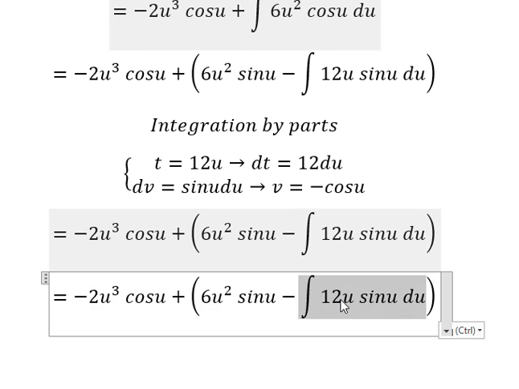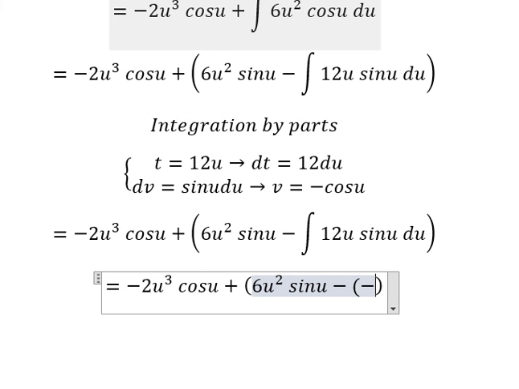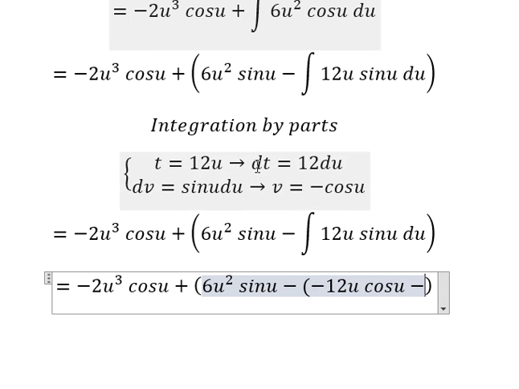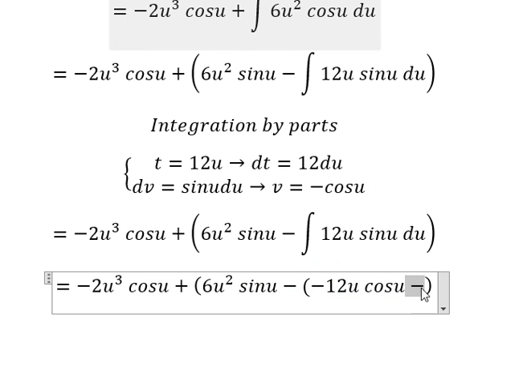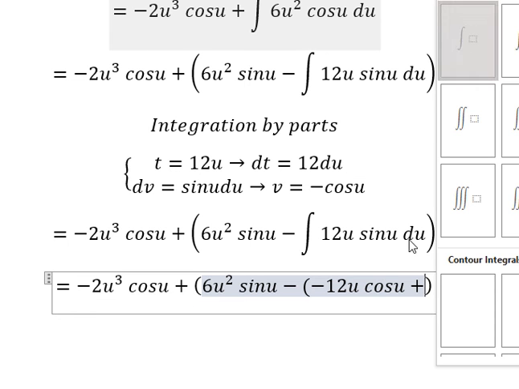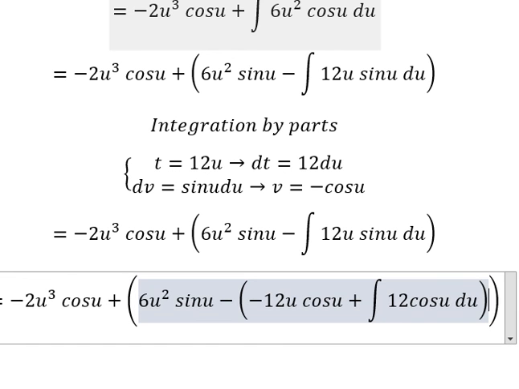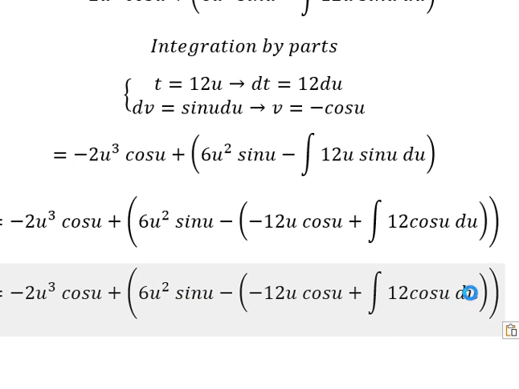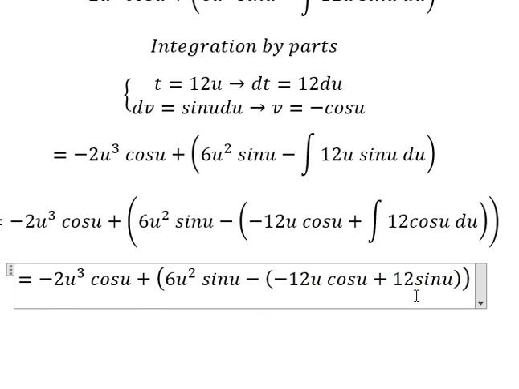So for this one we have t multiplied by v. So we have negative 12u cosine u minus the t multiplied by v. So negative and negative, we have positive. And later we have the integration of 12 cosine u du. The integration of cosine u is sine u, and I will put c.